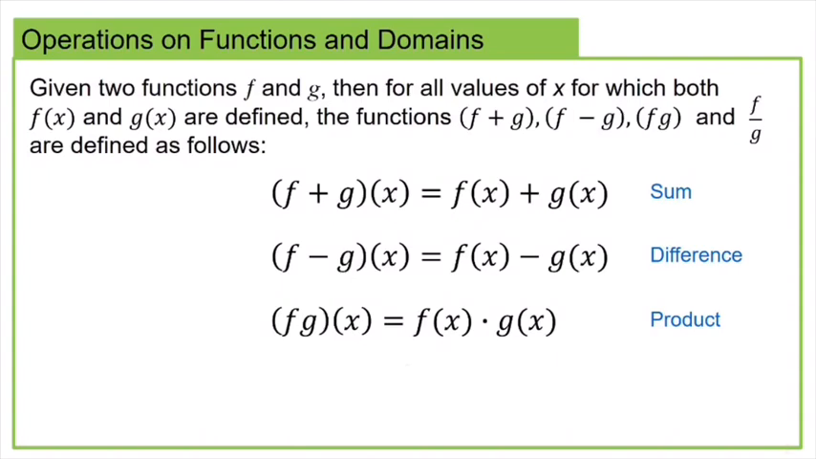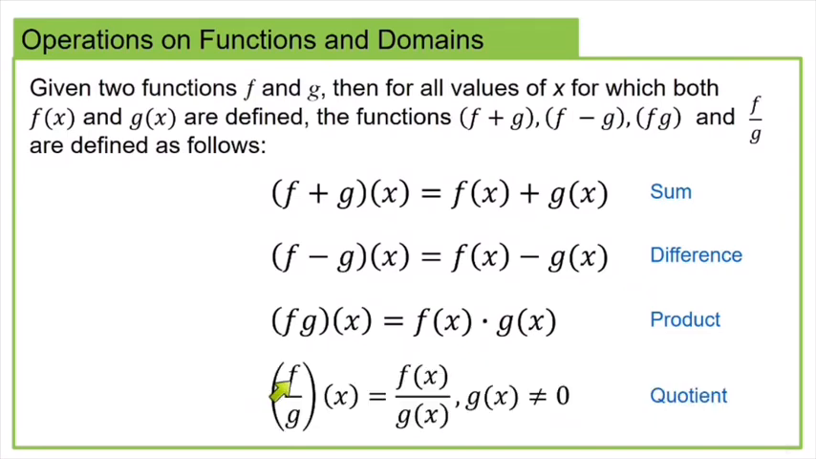times g of x. Now I will point out here that notice this is a closed dot. The closed dot indicates multiplication. The open dot indicates composition, as we'll find out later. So make sure that when you mean to show multiplication that you're using the regular closed dot. And then finally, f divided by g of x is equal to f of x divided by g of x only as long as g of x is not equal to 0. Because you know that if g of x were equal to 0, we'd have f of x over 0, and that would be undefined. So any x values that cause g of x to equal 0 will have to be left out of the domain.